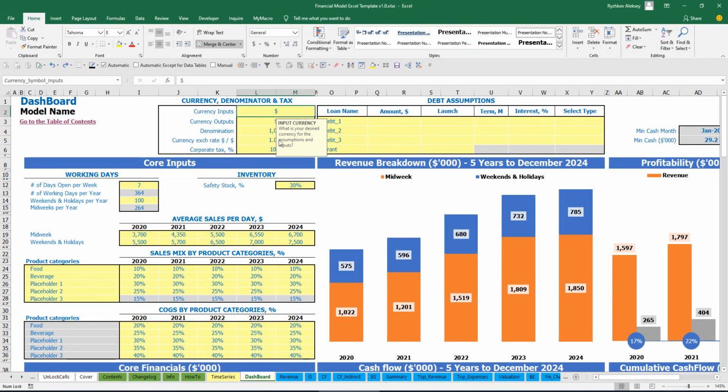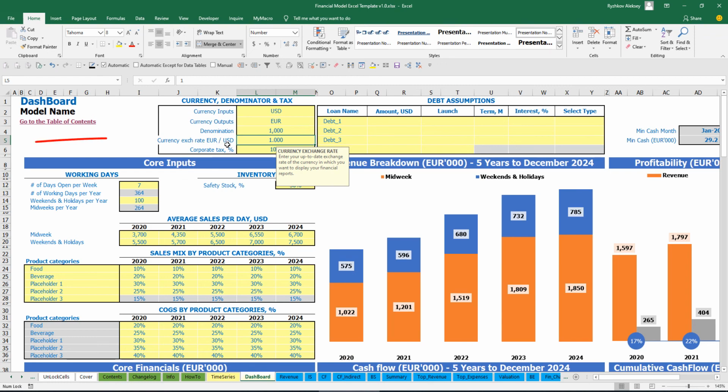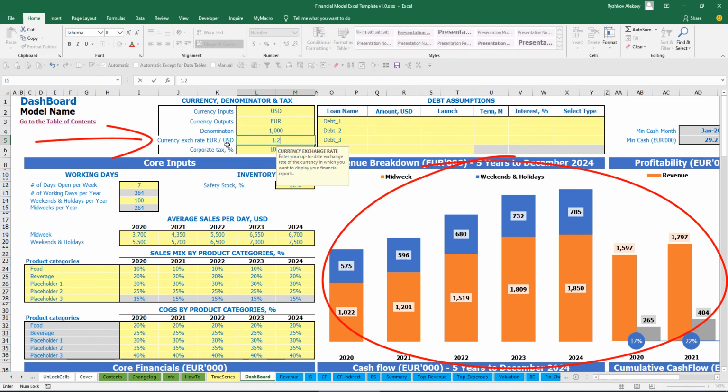On the top of the dashboard you have currency denomination and taxes setup. Currency inputs means that you can input all your drivers for the model using one currency. You have currency outputs. It can be the same as currency inputs and it can be different. Let me give an example. When you input in United States dollars and you have euro as outputs, for this case you can set up a currency exchange rate. This is 1.2 for example.